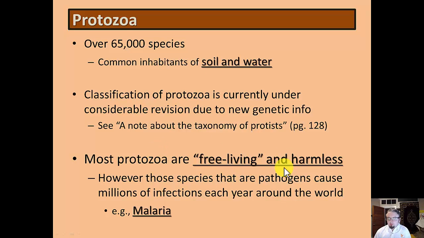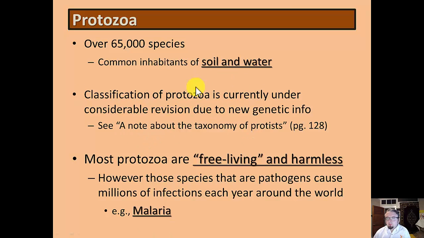Most are free-living and harmless. However, those that do cause infection tend to cause a fairly significant amount of infection in certain areas especially. Malaria is an example. Although we don't experience it here in North America, malaria is a parasite that infects millions of people each year and can cause upwards of a million deaths each year.